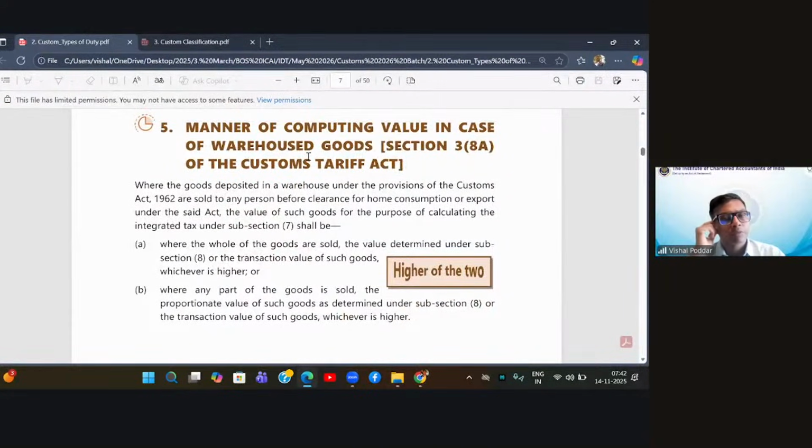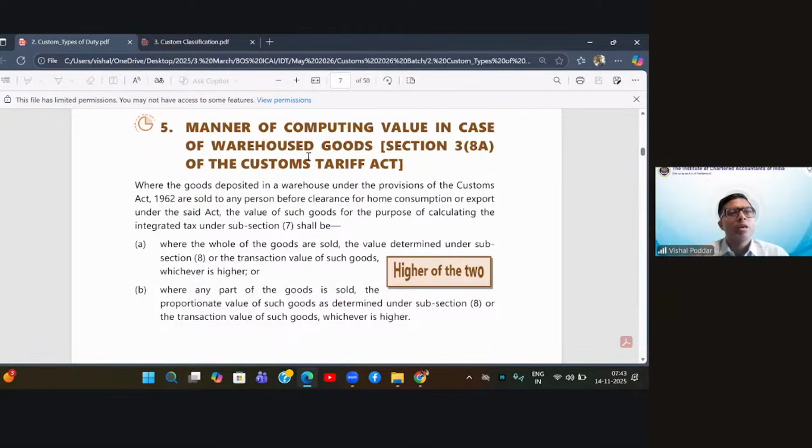Then comes the next question: how to compute value in case of warehouse goods? Again, try to remember something which we studied in the GST law. I have imported the goods and kept them in the custom bonded warehouse. Until the time my goods are kept in the custom bonded warehouse, as we studied in the previous chapter of customs also, no customs duty will be demanded, because the import is said to be completed not when the goods physically come into India.